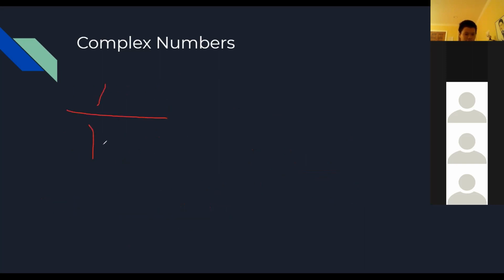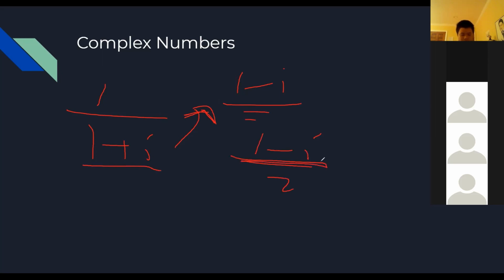So like 1 plus i, we can't just leave this imaginary number on the bottom. It doesn't make sense. What is 1 over 1 plus i really? So let's do what we did with radicals and multiply it by 1 minus i, its conjugate. So this becomes 1, 2, and 1 minus i, and it becomes the complex number form, or a plus bi.